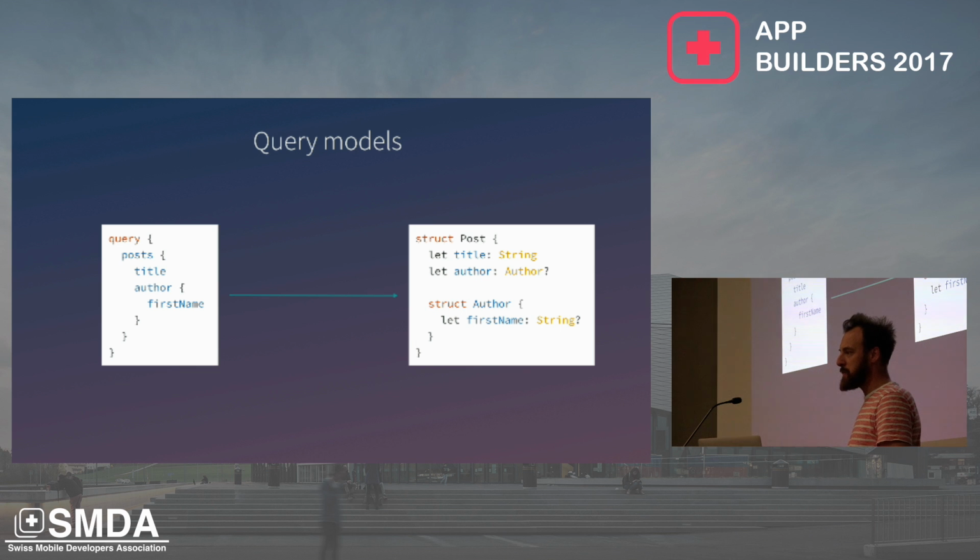And we can, again, co-generate query-specific types. So we take not just the schema, but the schema and the queries to generate types that are specific to a query, specific to a response for a particular query. In this case, we're asking for the title and the first name of the author. So the post and the author structures you see here are specific to the post query, and they only contain that data.